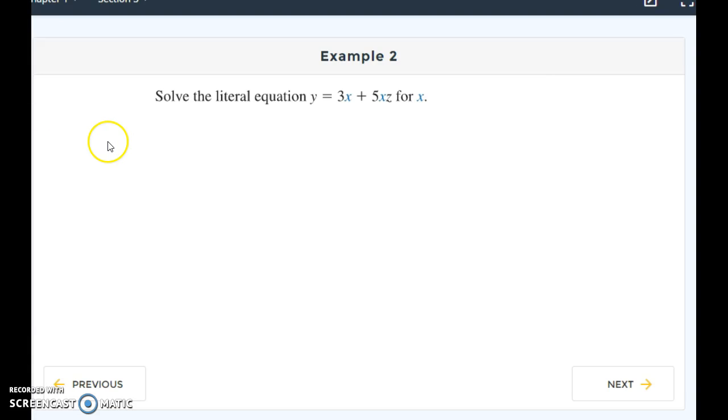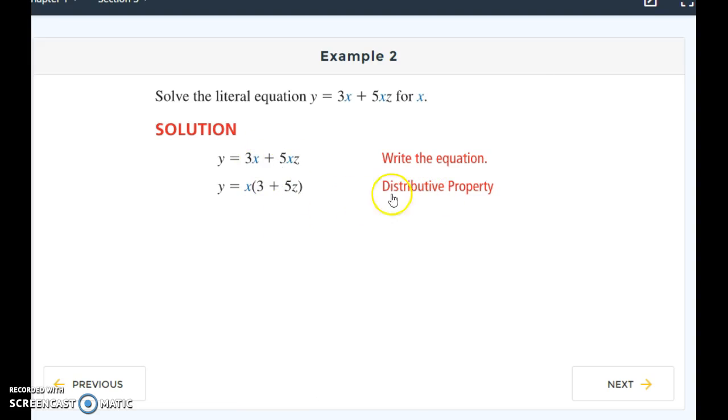Okay, so that was example number 1. Here is example number 2. You'll see I have y equals 3x plus 5xz, and I'm being asked to solve for x, so I want to get x by itself. I always write my equation first. Then the next thing I notice is that I have an x in both of these terms, so I want to use the distributive property. In distributive property, I generally go from parentheses to something without parentheses. However, it works backwards as well. Since there's an x in both terms, I can pull that x out front. If I did the distributive property, I would get back to my original equation, so I know I'm right.